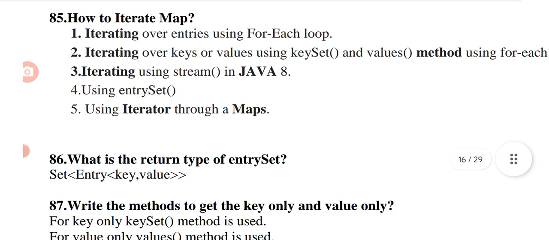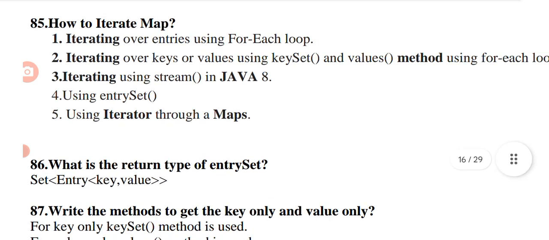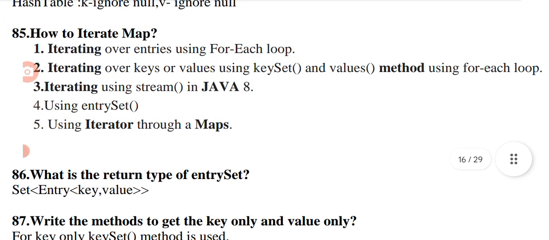Okay. Next question is how to iterate a map. Iterating over entries using for each loop. Iterating over keys or values using keySet and values methods using for each loop. Iterating using stream in Java 8. Then using entrySet, and using an iterator through the map. These are the ways to iterate a map.